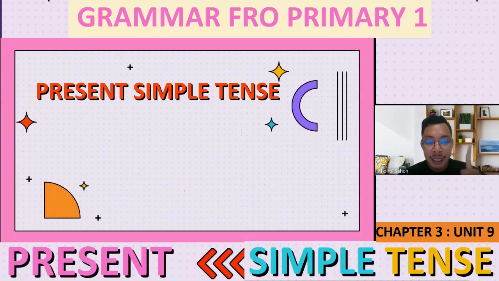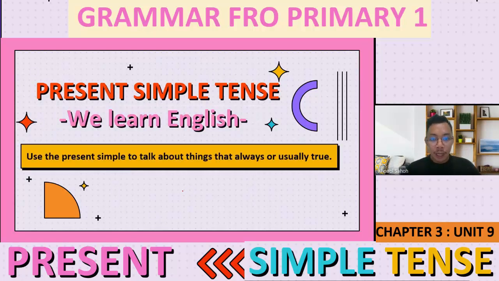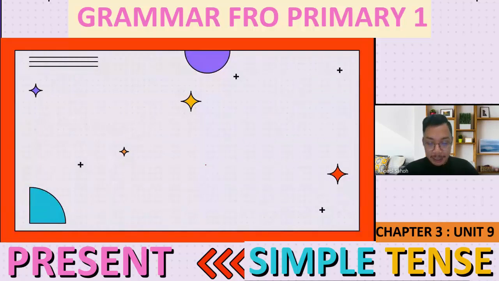Number one, present simple tense. When do we use present simple tense? We use present simple tense when we want to talk about something that is always or usually true, always true. For example, you are a student. I am a teacher. It is a fact. And also we use present simple tense to talk about daily routine. Okay, let's get started.